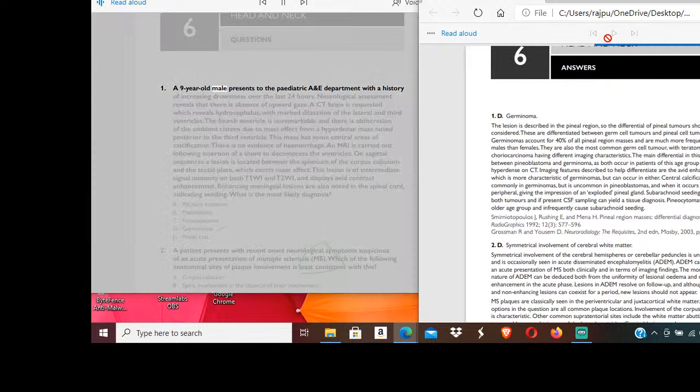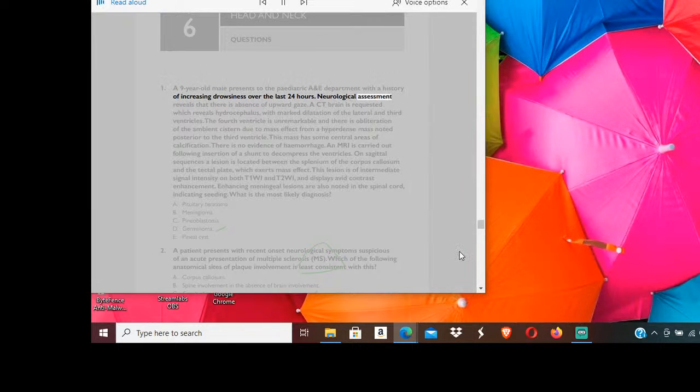1. A 9-year-old male presents to the pediatric A&E department with a history of increasing drowsiness over the last 24 hours. Neurological assessment reveals that there is absence of upward gaze. A CT brain is requested which reveals hydrocephalus, with marked dilatation of the lateral and third ventricles.